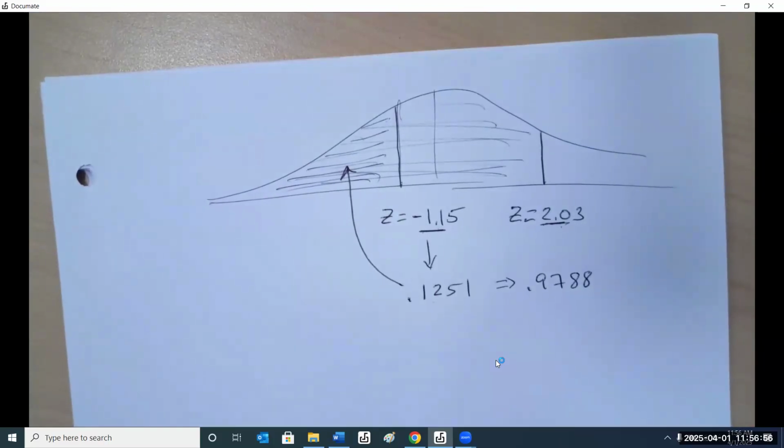Let's put together all this stuff. What do these numbers represent? What do the z-scores represent?